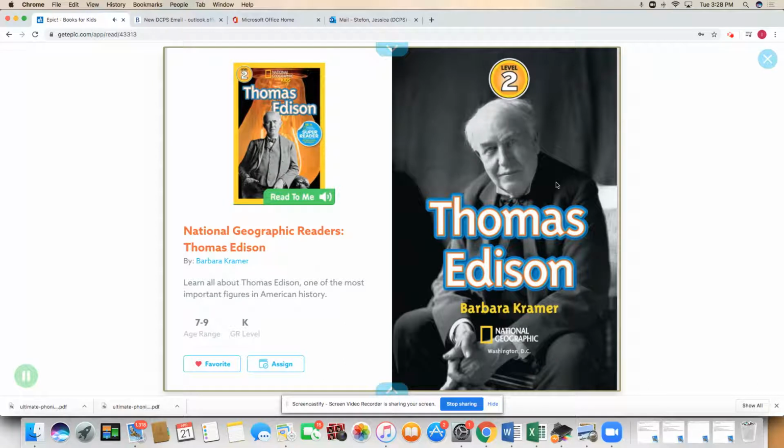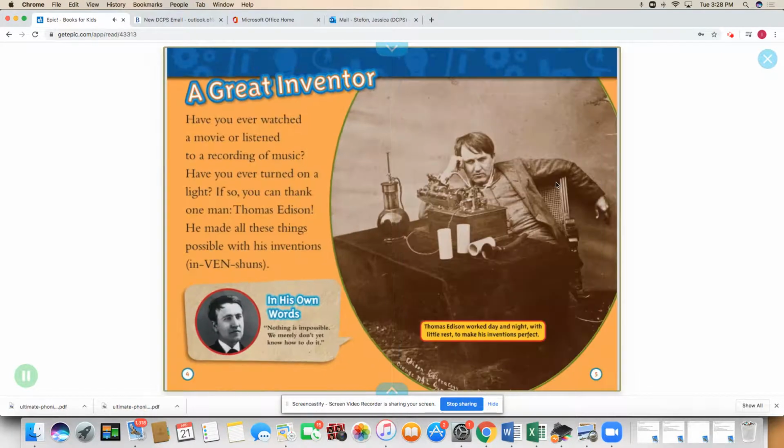National Geographic Readers. Thomas Edison by Barbara Kramer. A great inventor. Have you ever watched a movie or listened to a recording of music? Have you ever turned on a light? If so, you can thank one man, Thomas Edison. He made all these things possible with his inventions. Inventions.